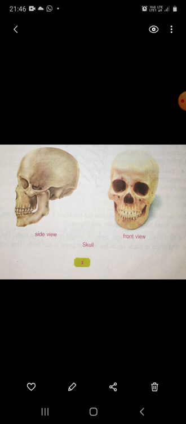A skull is also made up of two jaws, the upper jaw and the lower jaw. Only the lower jaw is movable. We can laugh, speak, smile, and chew food with the help of our lower jaw.